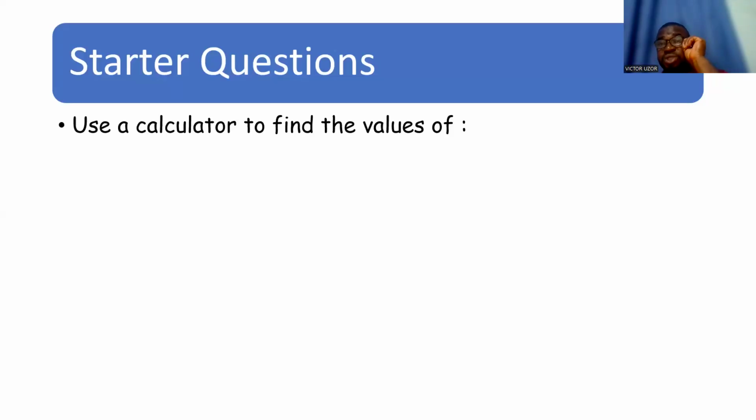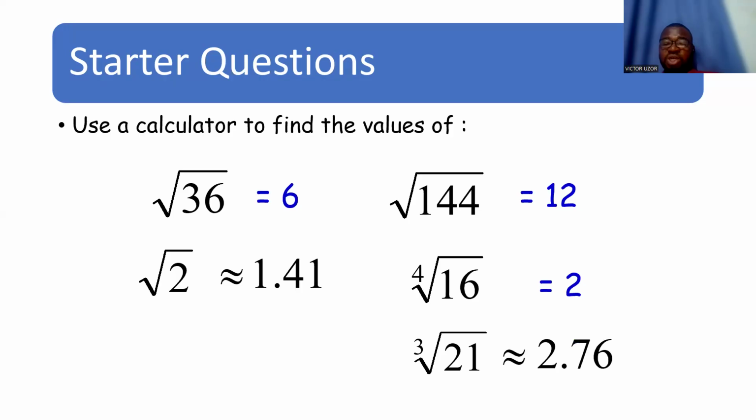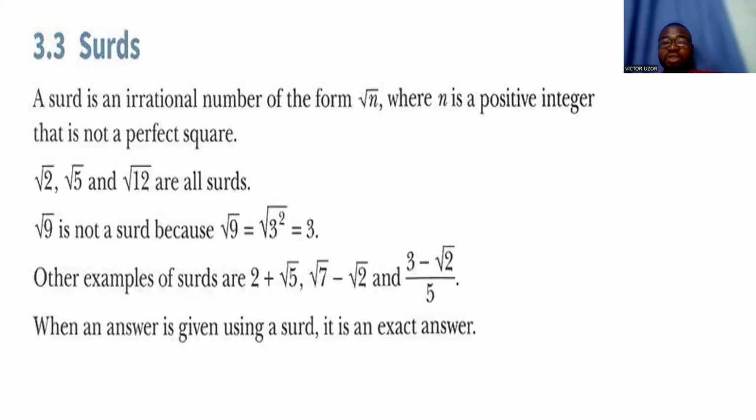In surds, we are going to see a lot of square roots. Let me check your knowledge of square roots. The square root of 36, you know, is going to give us 6. The square root of 144 is 12. The fourth root of 16 is 2, because 2 times 2 times 2 times 2 gives 16. The square root of 2 will give you 1.41. The third root of 21 gives you 0.76.